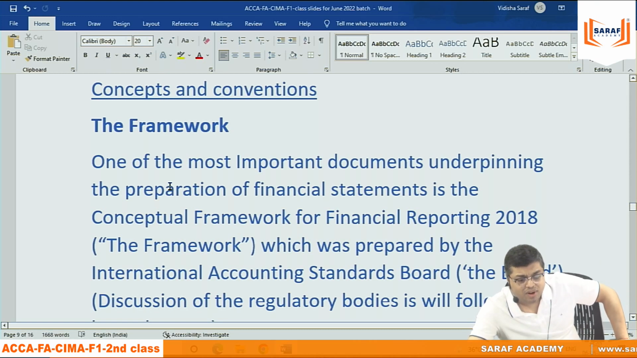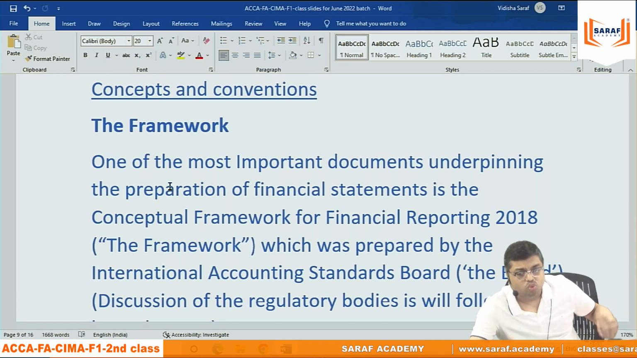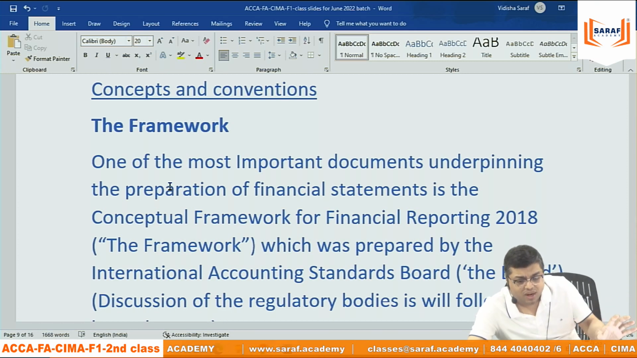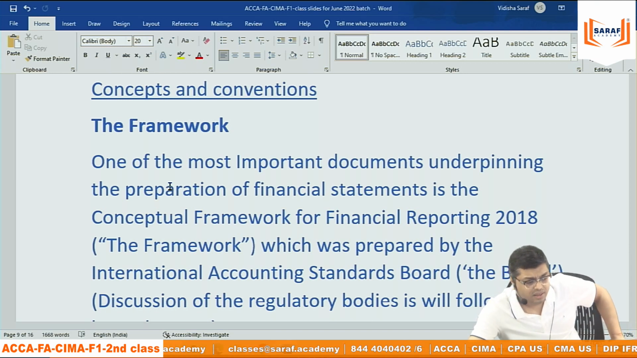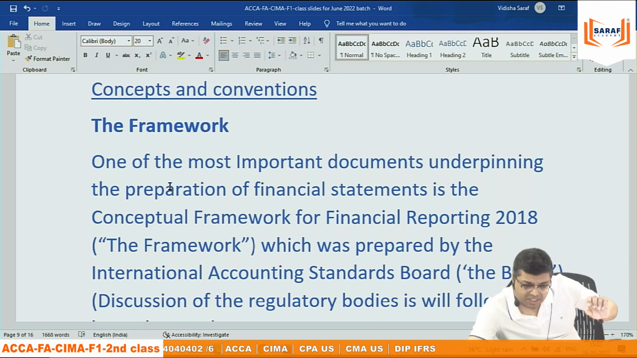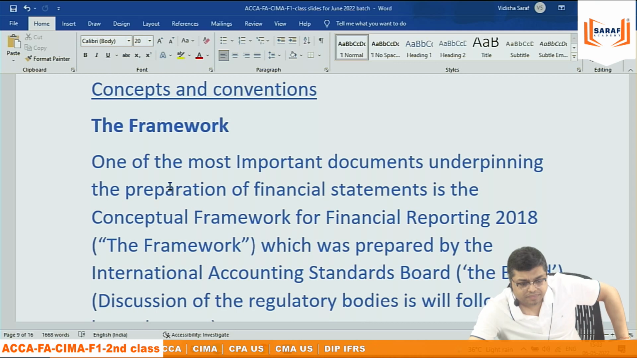We say framework is Bible, Gita, Quran, whatever you say. For whatever religion you belong to, you can say framework means Bible, Quran, Gita, or whatever you say. That means every type of transaction, how it will be recorded, is written in the framework. And summarizing of those transactions is also written in the framework.